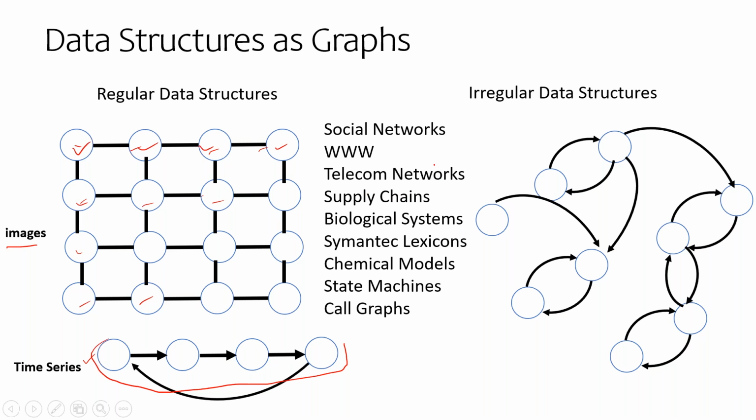So you see here, for example social networks and the world wide web, telecom networks, supply chains, biological systems. In semantic lexicons, for example in NLP, we do these lexicon formulations. So there also we have very irregular data structures that get created. Chemical models, state machines, and call graphs. These are examples of irregular data structures.